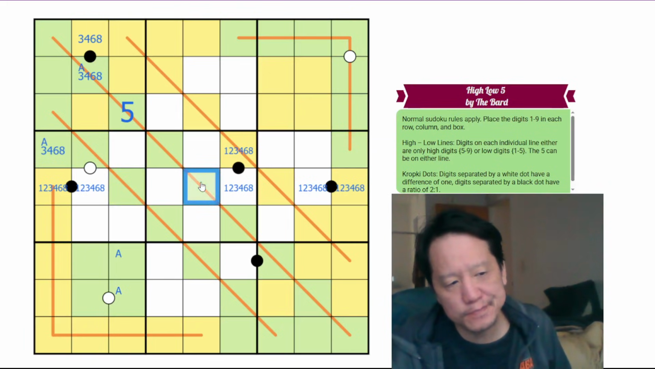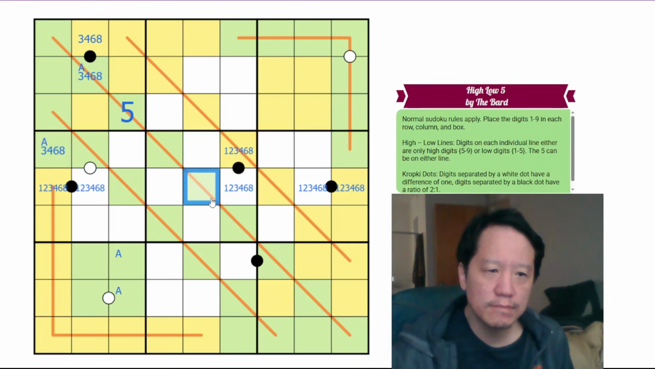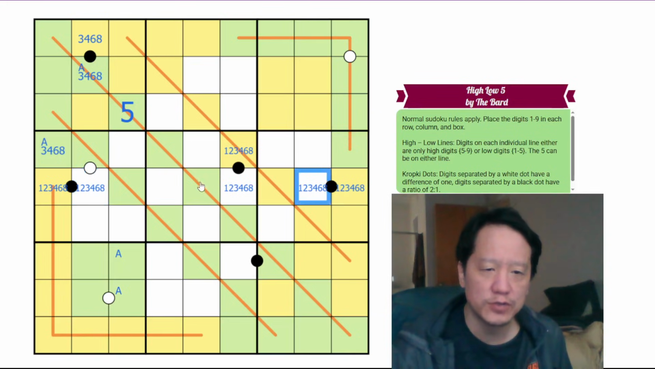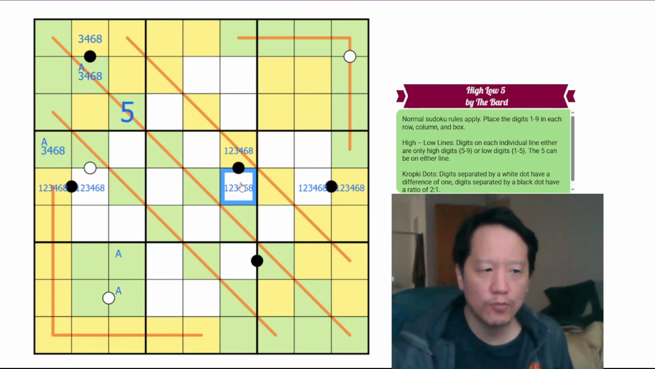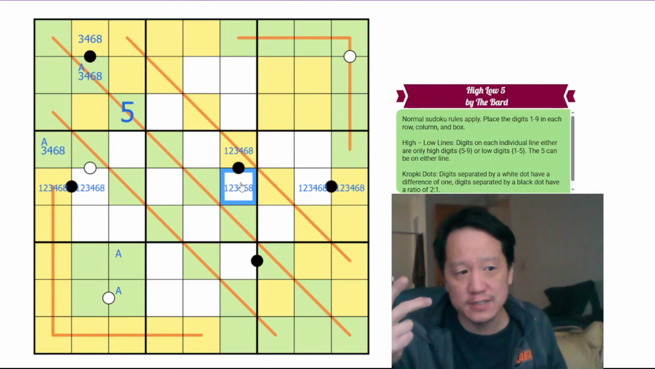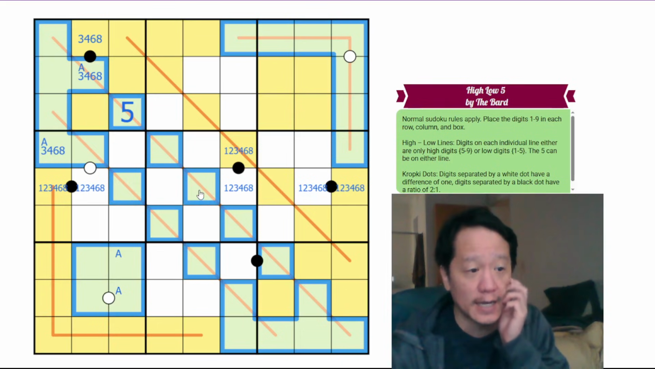Say, could the greens be low? If the greens were low here in row 5, the problem is then yellows would have to be high, so these would both be 6 and 8, which would force 3 and 4 to be here, so the lows would have to be 1, 2 here. But then this would not be 1, 2, 3, 4, 6, or 8, which would mean that this would be an impossibility. So the greens cannot be low.